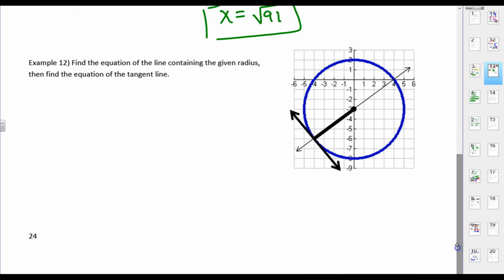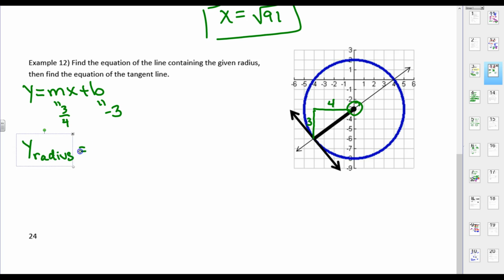All right, last question. Find the equation of the line containing the given radius, then find the equation of the tangent line. Okay, so finding the equation of the line with the radius. They've already drawn it through here for me. And if you remember, from y equals mx plus b, my y-intercept right here is -3. That means my b is -3. And the slope, if I'm looking at rise over run, is up 3 over 4. So my slope is 3/4. So the equation of the radius is y equals 3/4 x minus 3.